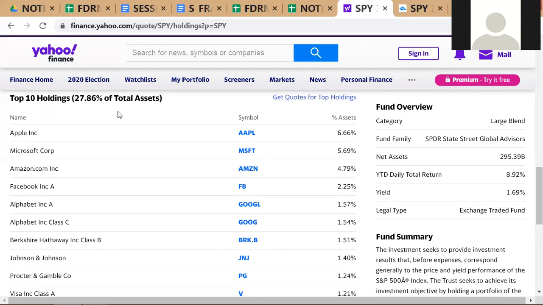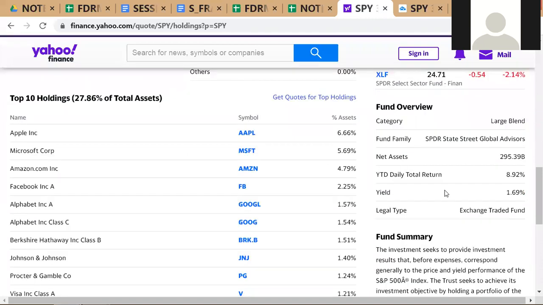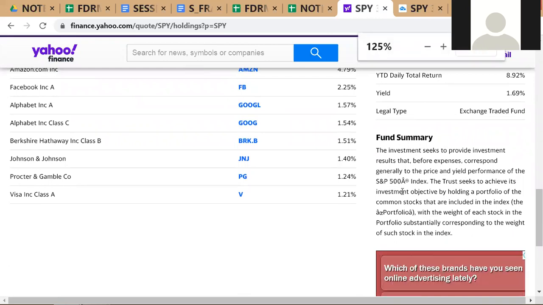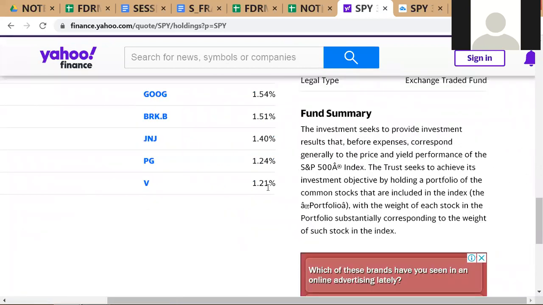So what is the goal of the fund? When you're looking at any fund, you can look at this fund overview here, fund summary. What does it say here? I don't know if this is big enough for you to read. The investment seeks to provide investment results that, before expenses, correspond generally to the price and yield performance of the S&P 500 index. The trust seeks to achieve its investment objective by holding a portfolio of the common stocks that are included in the index, with the weight of each stock in the portfolio substantially corresponding to the weight of such stock in the index. So that is their goal.